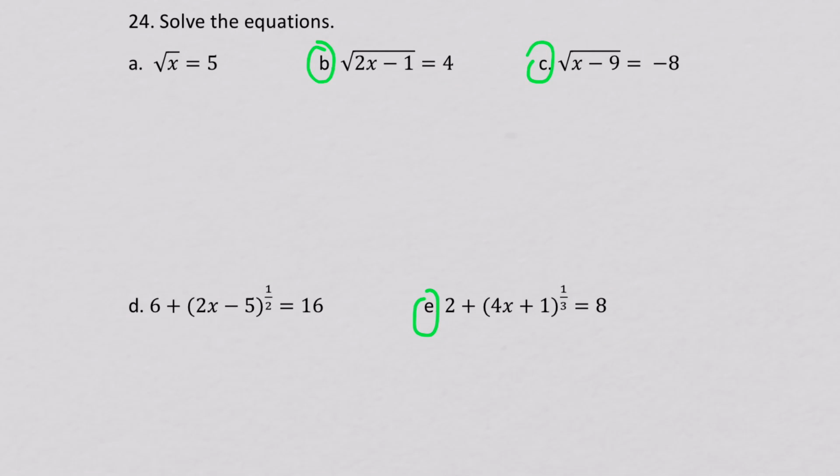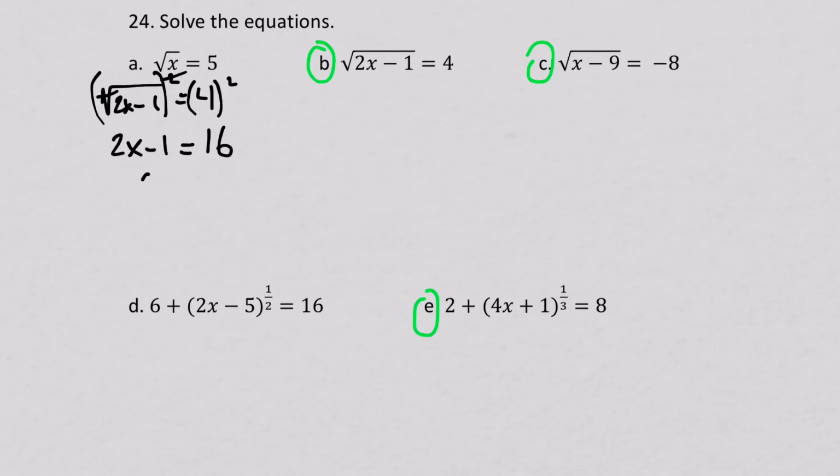Okay, the next ones are number 24, and I'm going to do B and C. So letter B, radical 2x minus 1 equals 4. It says solve it. To get rid of a radical, you square it, right? So I'm going to square both sides here. 2x minus 1 equals 4, and I'm going to square here, and I'm going to square here. What happens on the left side is the radical and the square are inverse operations, so you get 2x minus 1, and on the right side you get 16, 4 squared.